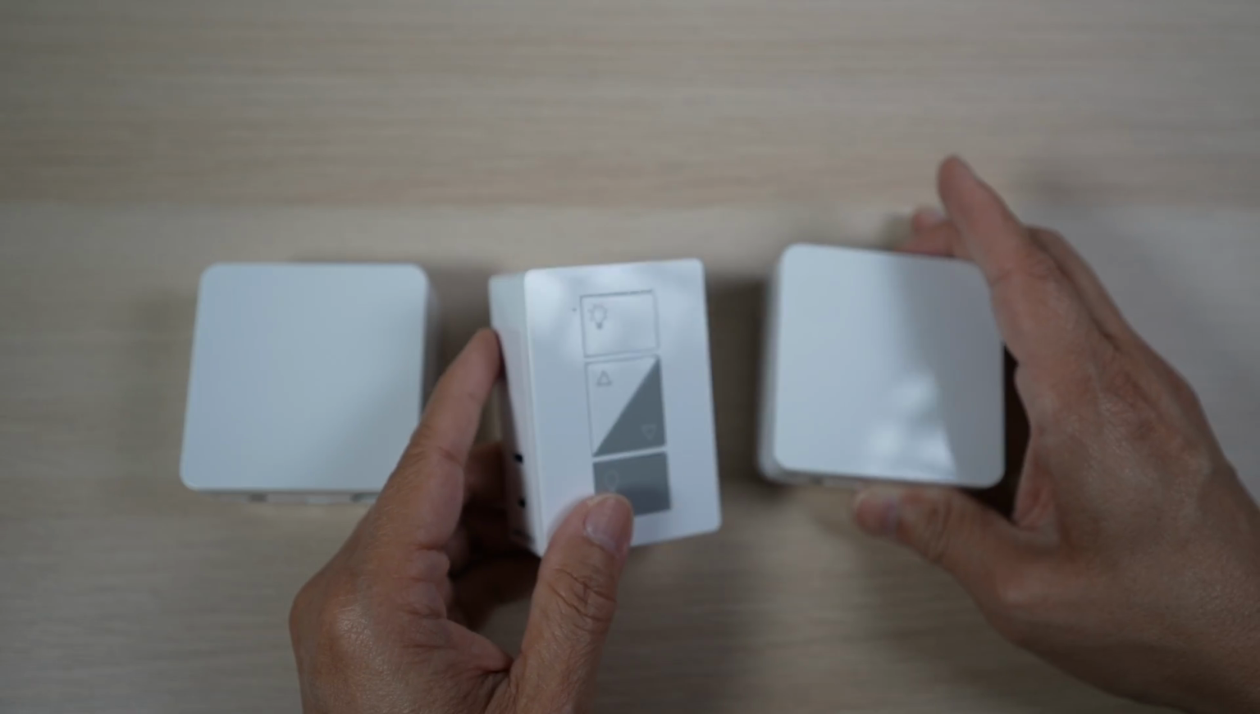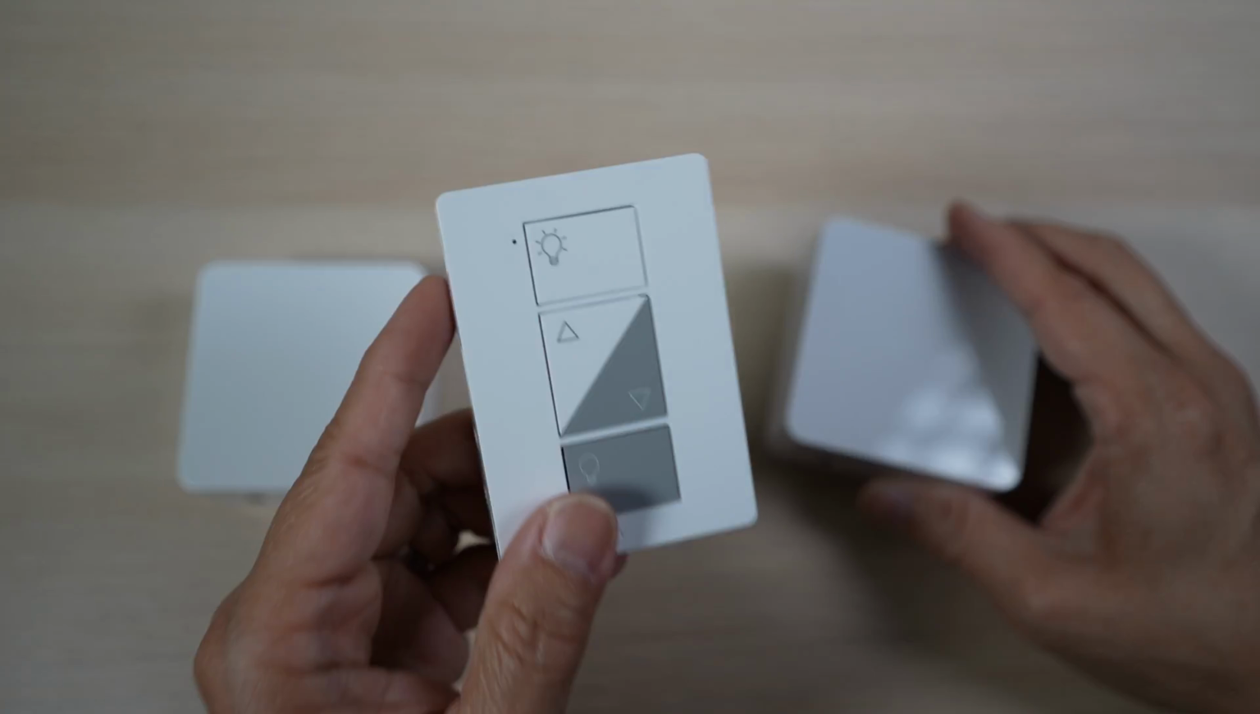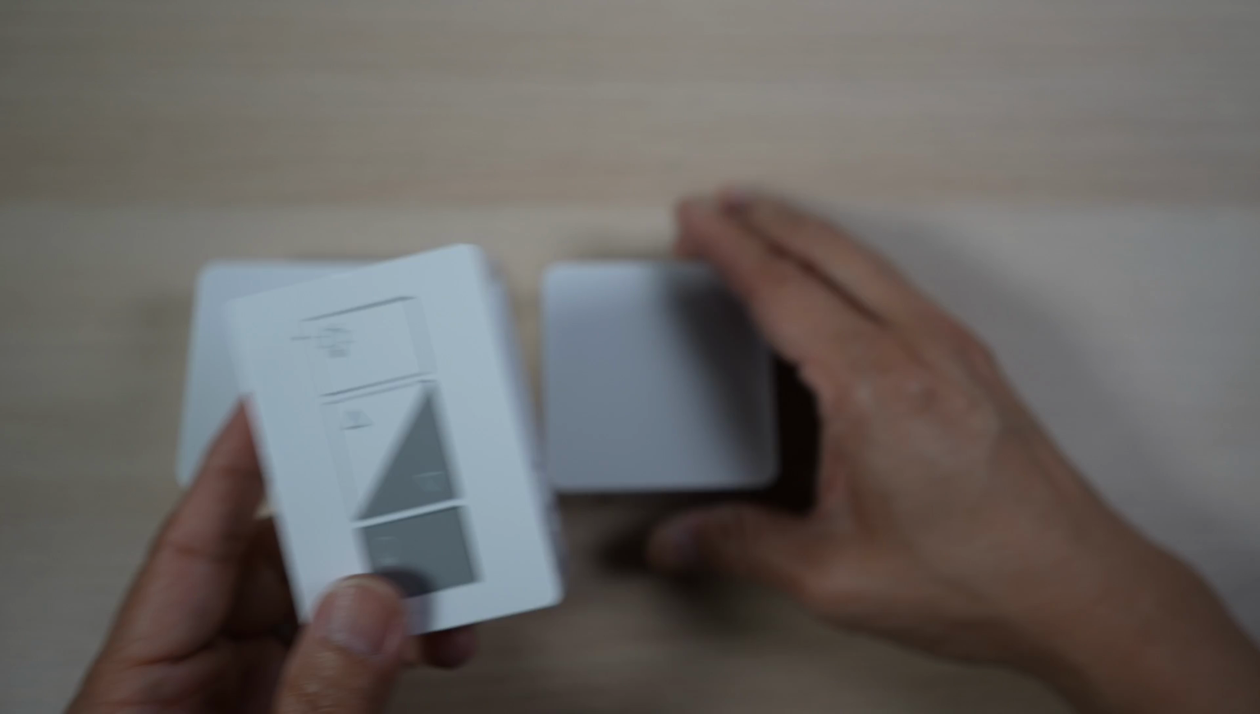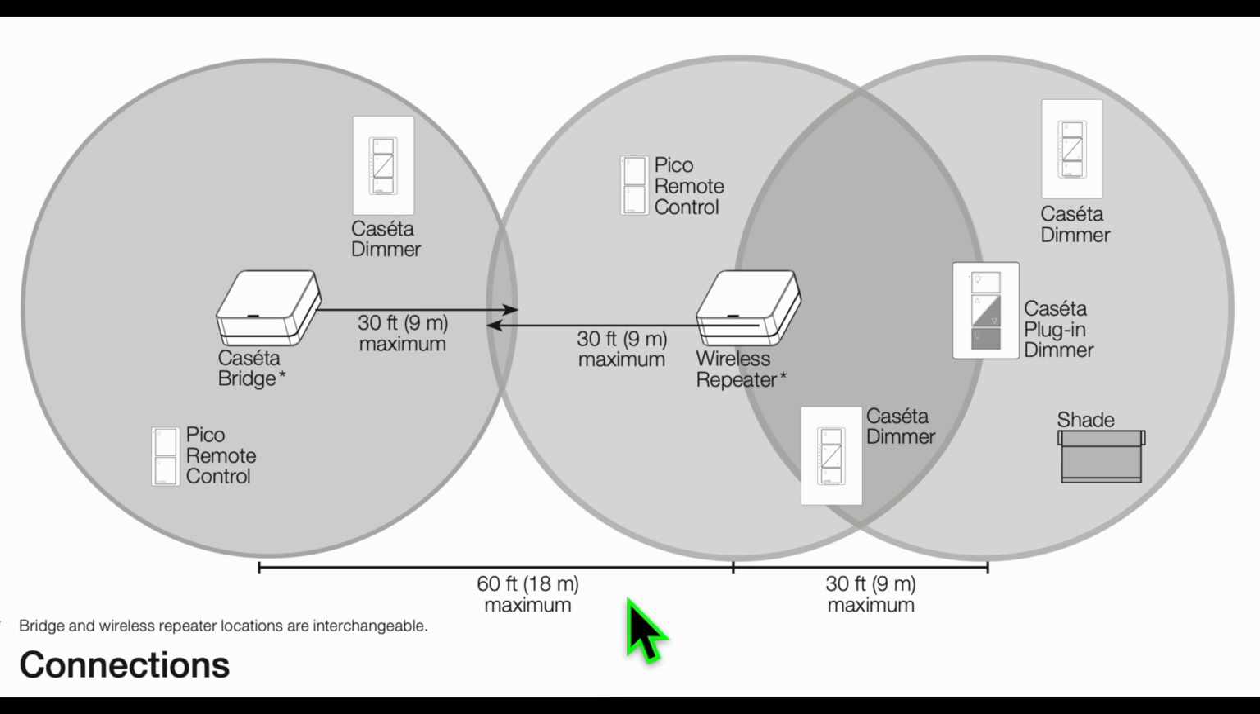If even more range is needed, one repeater and one lamp dimmer can be used together in a system. Like what's shown in this configuration. In this configuration, a device can be placed up to 120 feet away from the smart hub at the furthest edge of the lamp dimmer's coverage area.